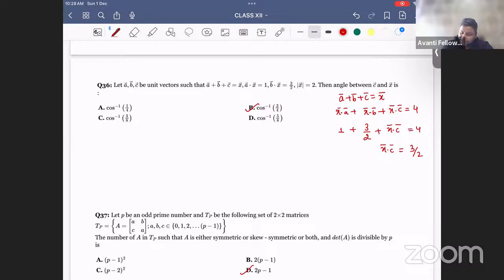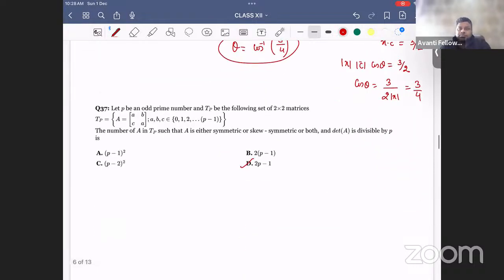Now that means magnitude of x, magnitude of C cos theta is going to be 3 by 2. Am I clear? Now cos theta is what? Now A, B, C are unit vectors. That means cos theta is 3 by 2 magnitude of x, which is 2. So it is 3 by 4. So theta is what? Cos inverse 3 by 4. Simple.